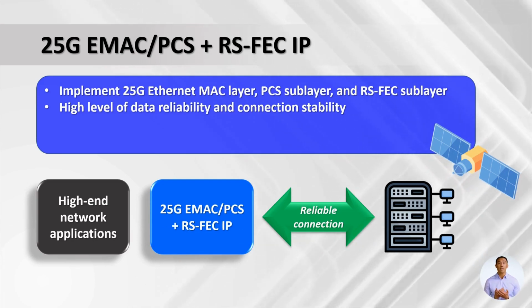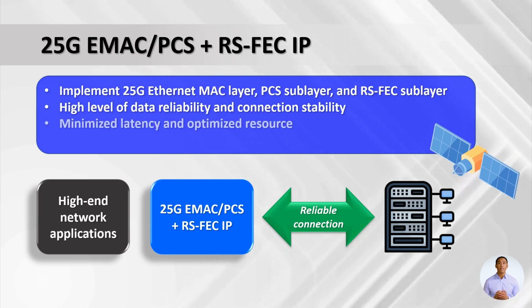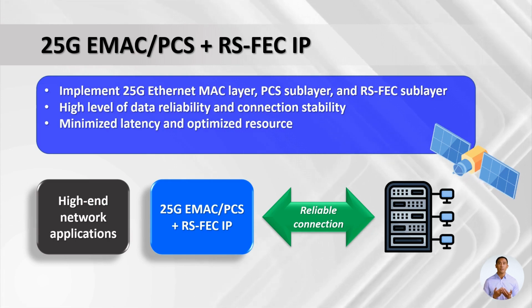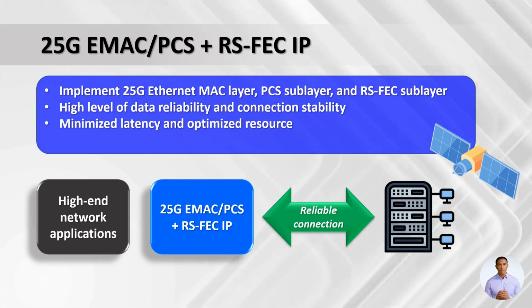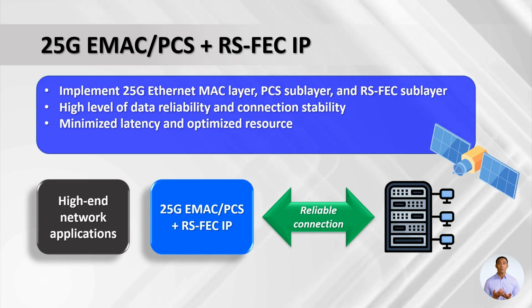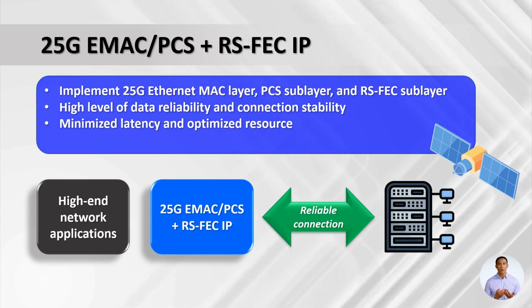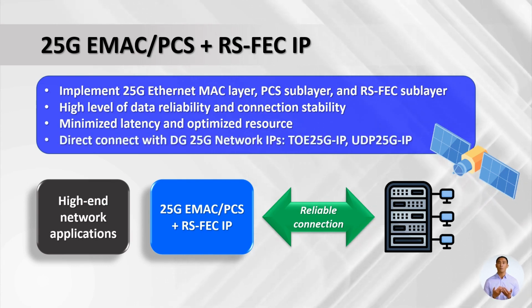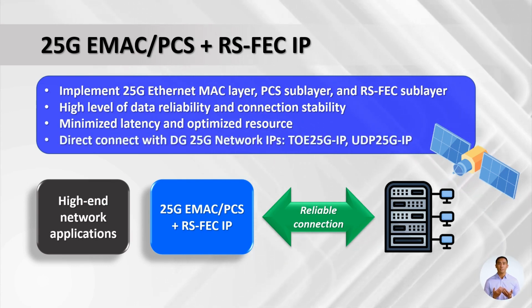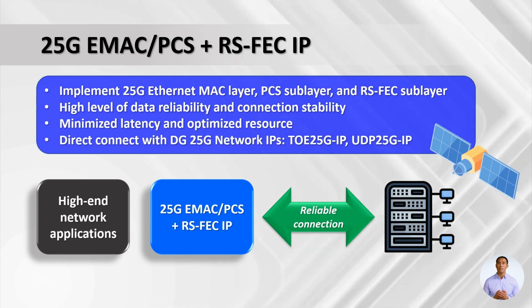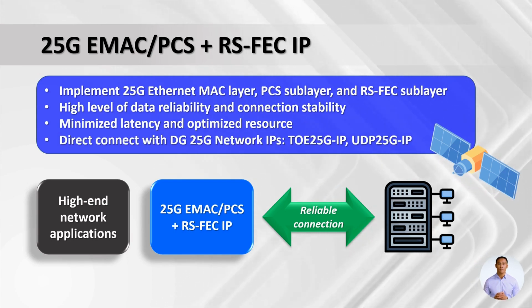Although the inclusion of RS-FEC may increase the overall latency time in the physical layer, it is worth noting that the resulting latency is still lower than many other options available on the market. Overall, this IP core is well suited for any 25G Ethernet application that requires reliable data transfer. Furthermore, like the 10G25G EMAC IP, the user interface of this IP core is compatible with the TOE 25G and UDP 25G IP cores from Design Gateway.